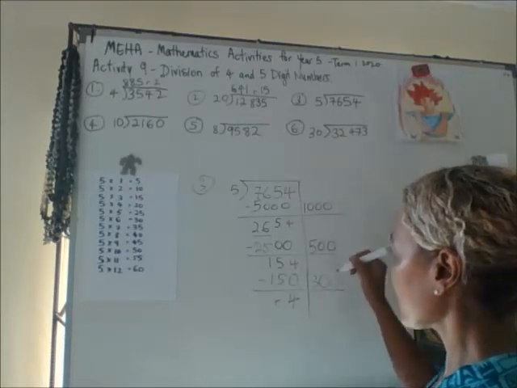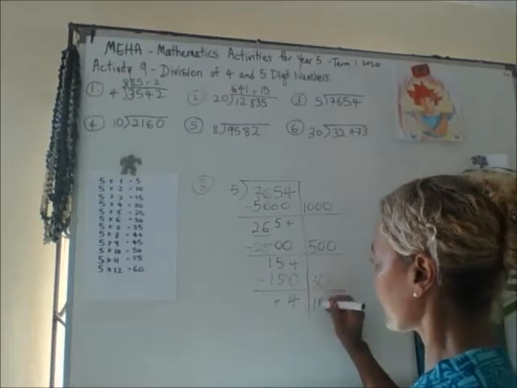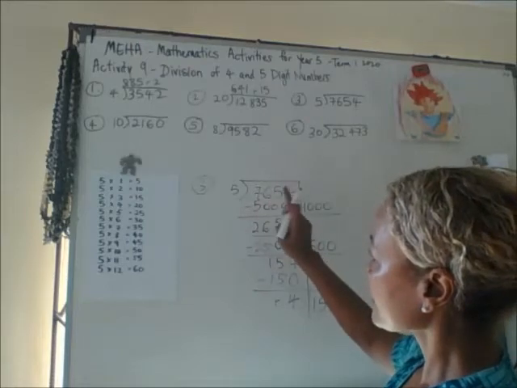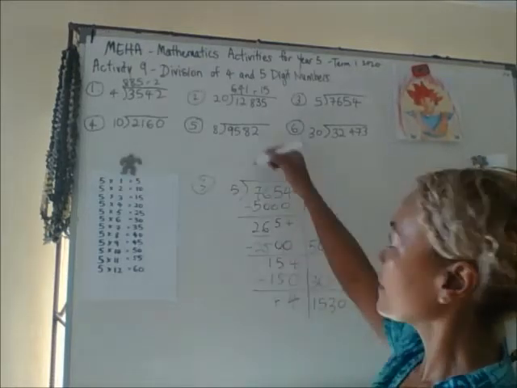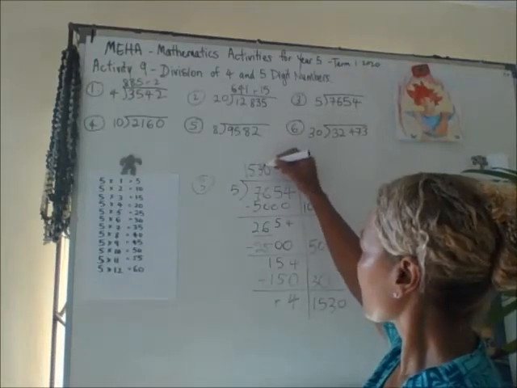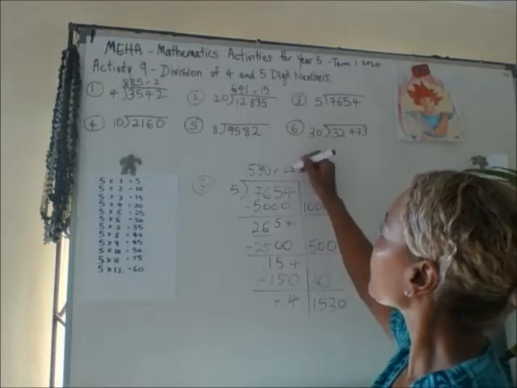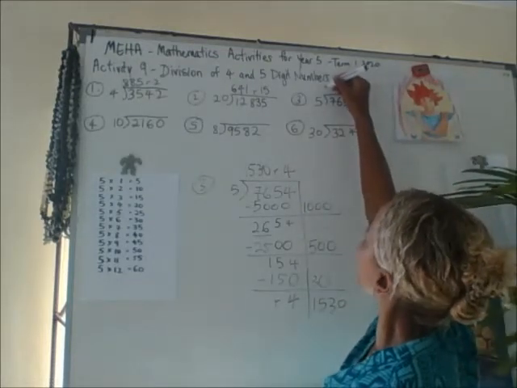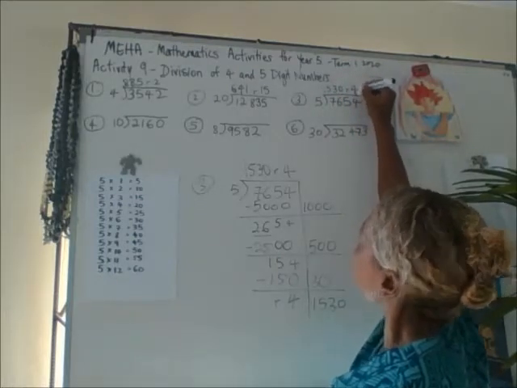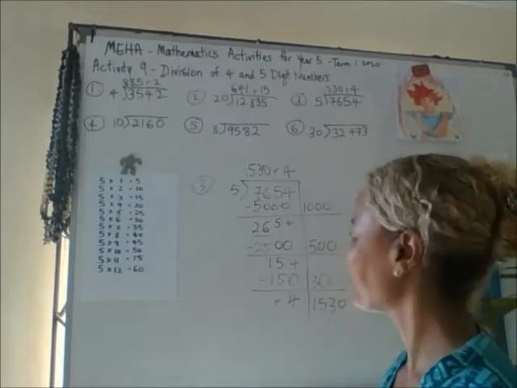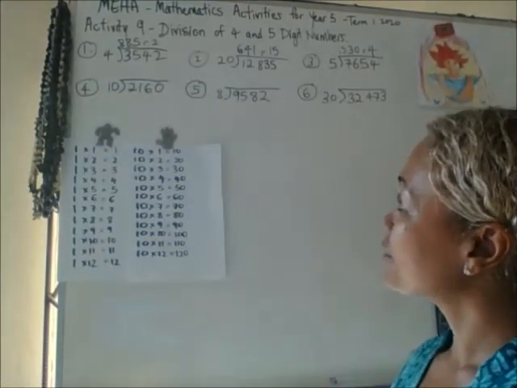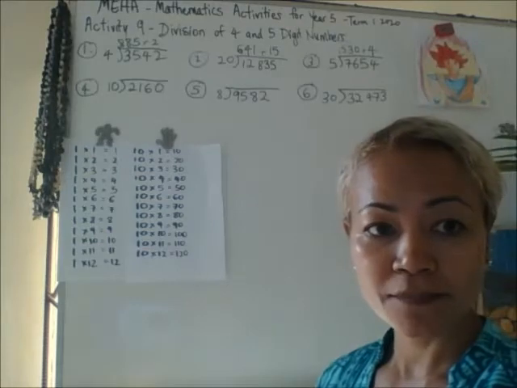Add 1,000 to 530. 1,530. Your answer to the question of 7,654 divided by 5. Answer is 1530 with a remainder of 4. And we'll write the answer up here too. 1530, remainder 4. Okay? On to the next one. On to question number 4.